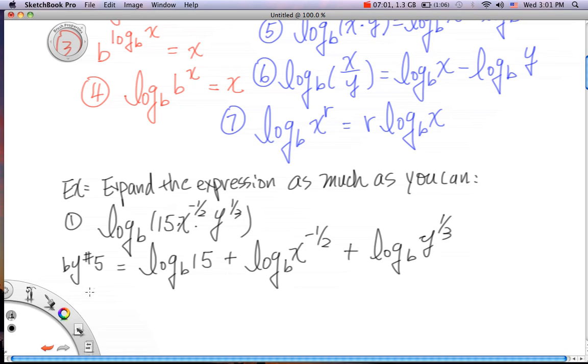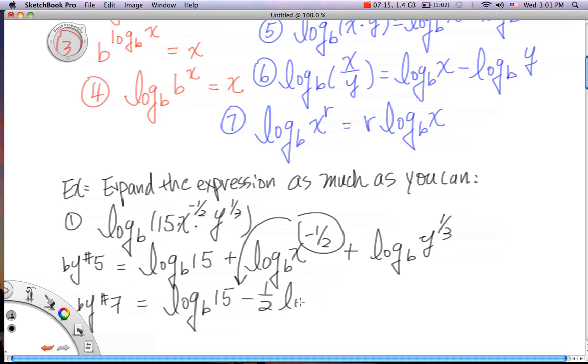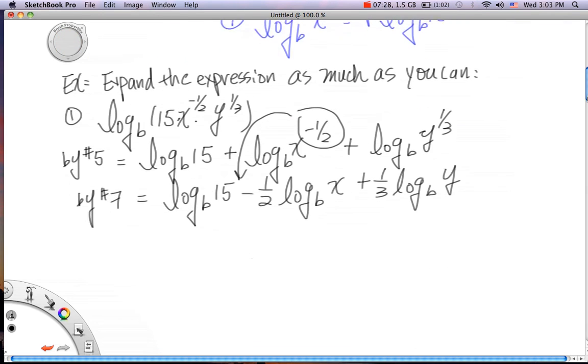And now by rule number 7, the exponent can be pulled into the front, so this part comes to the front now, minus 1/2 log base b of x, and then plus 1/3 log base b of y. Okay, hopefully that makes sense. Let's do another one that's a little harder.